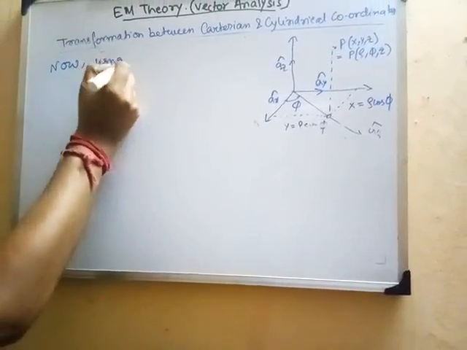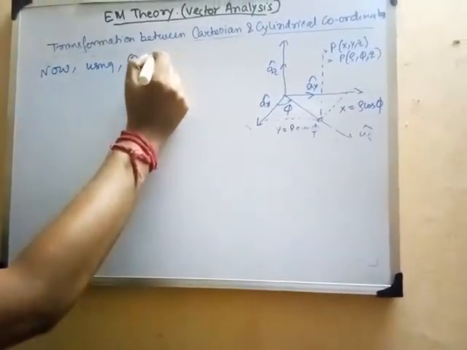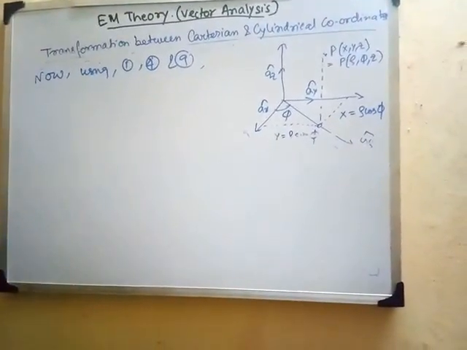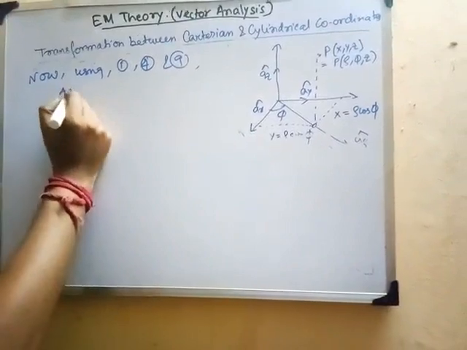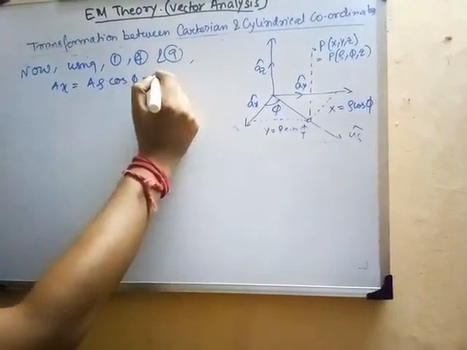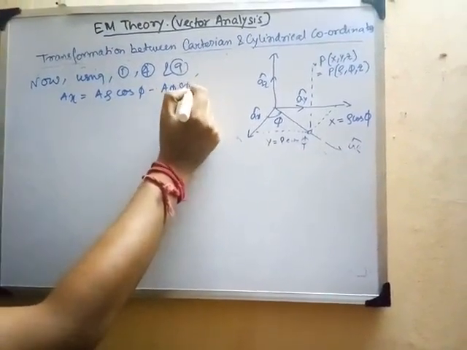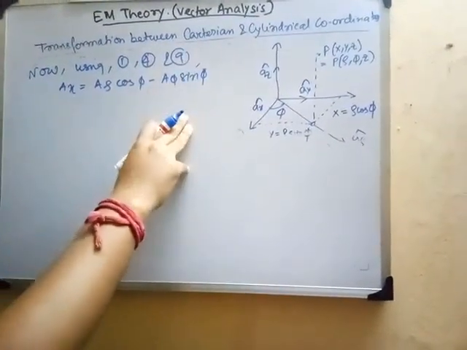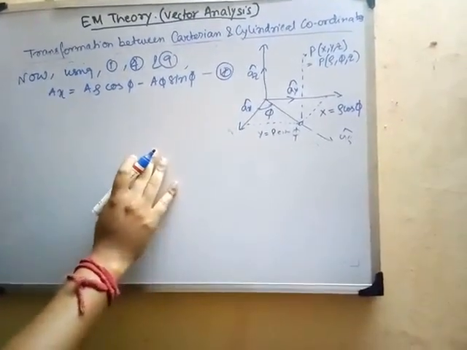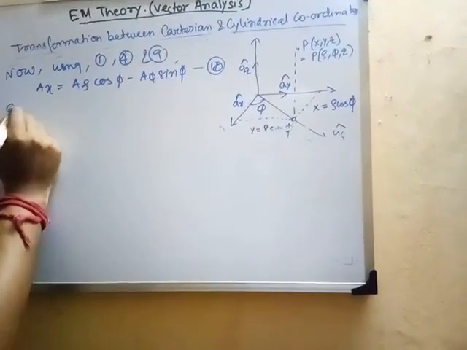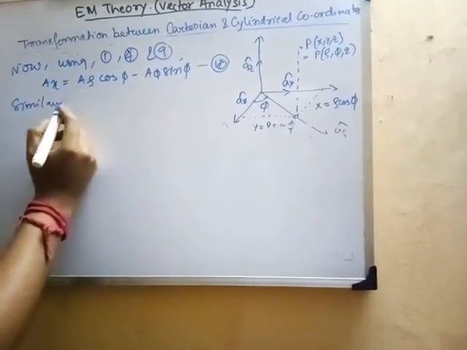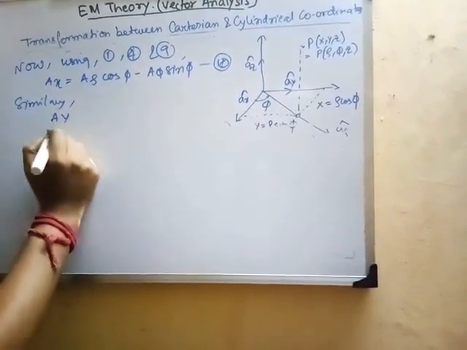So now, using equations 1, 4 and 9, these three equations, we will get Ax, that is equal to A rho cos phi minus A phi sin phi. You can calculate by yourself, you will find that this is coming. So we put this as our equation number 10. Okay, and we have already found Ax, so similarly we can find out Ay and Az.